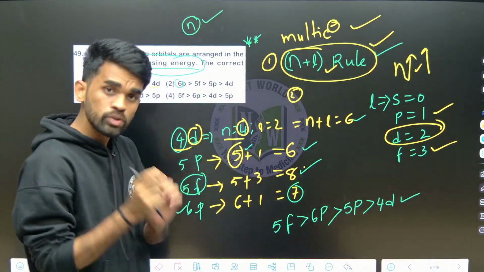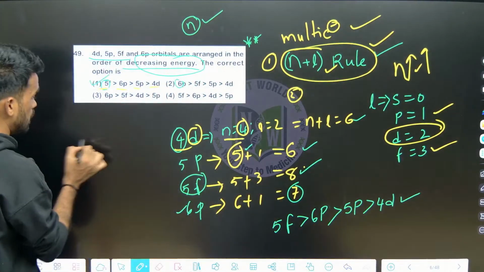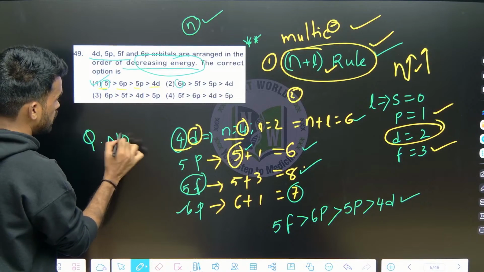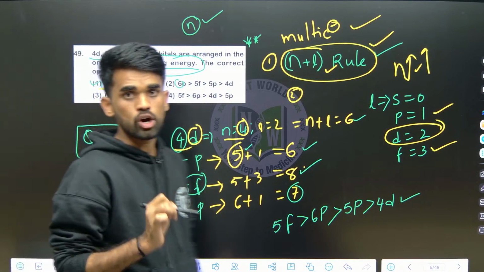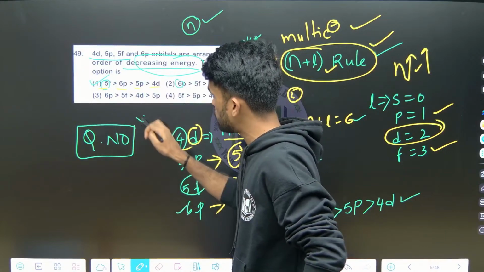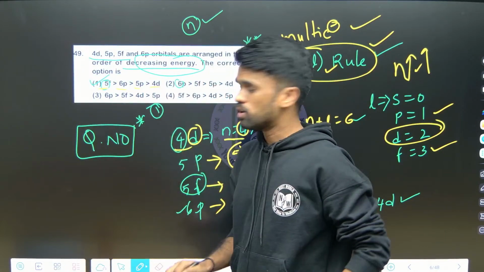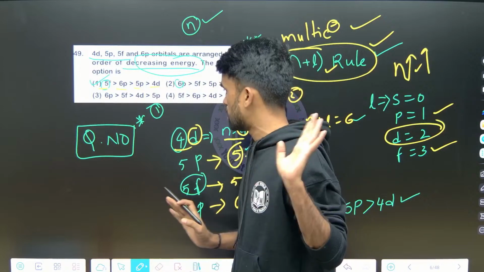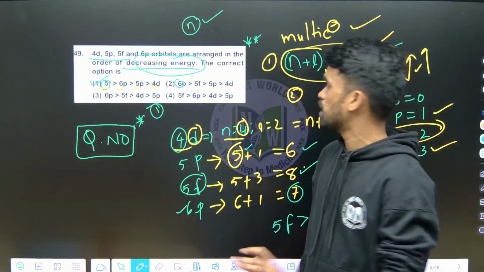Okay. So you have to focus on quantum numbers. Where do you need to focus? Check the quantum number topic once, because from quantum numbers we can expect at least one question. Definitely there will be one question, either in NEET or EAPCET exam.